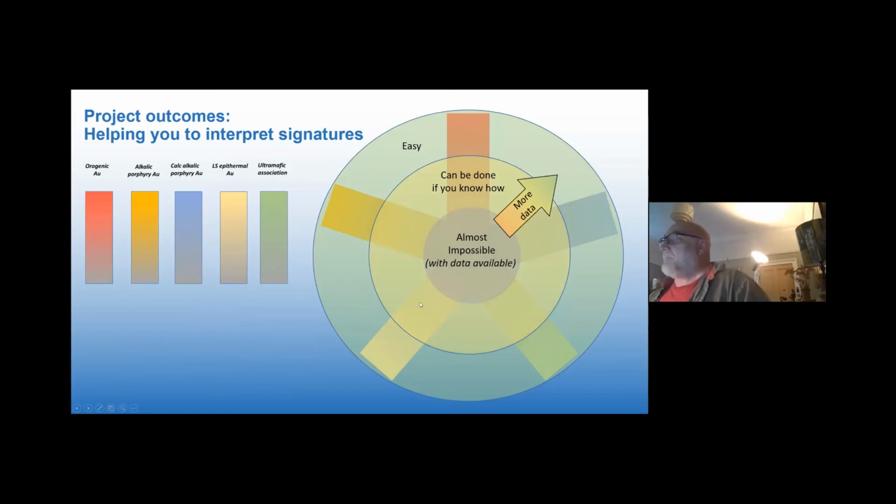But one of the main aims of this project is to let other workers interpret these sort of difficult to decipher signatures. And I'm going to hand over now to the outrageously talented Britt Blumel to explain how this is going to happen.